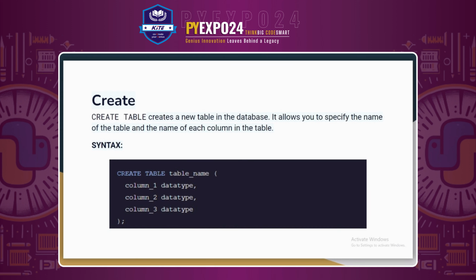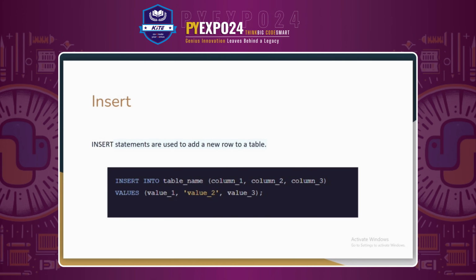Create table creates a new table in the database. This is the syntax for the create command: create table, table name, followed by parenthesis, column 1 its data type, column 2 its data type, column 3 its data type, and so on, terminated by a semicolon. Next is the insert statement. Insert is used to add new rows to the table.